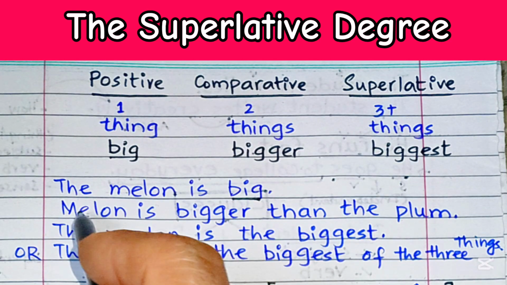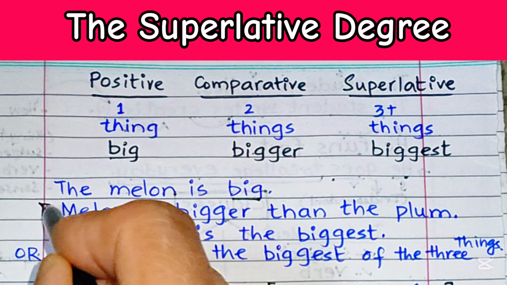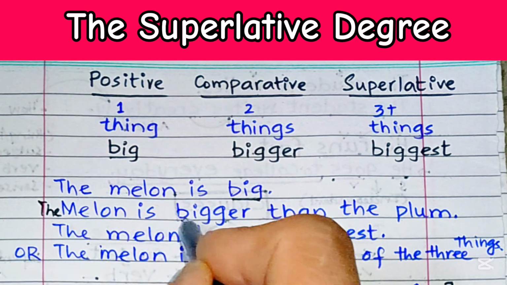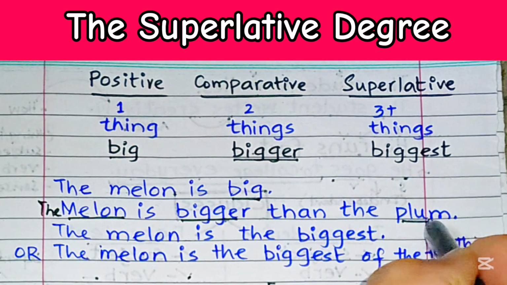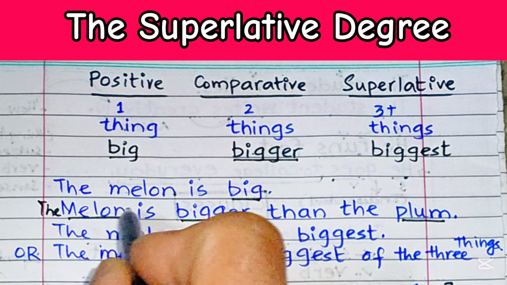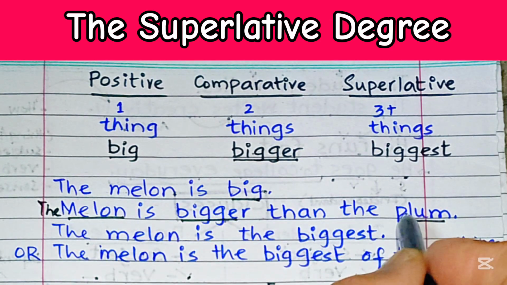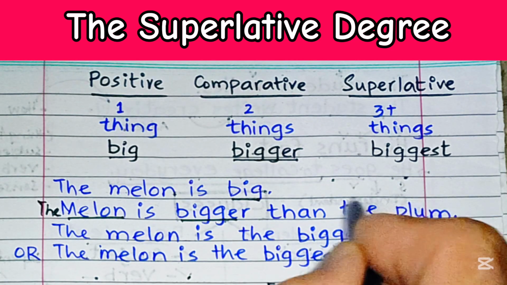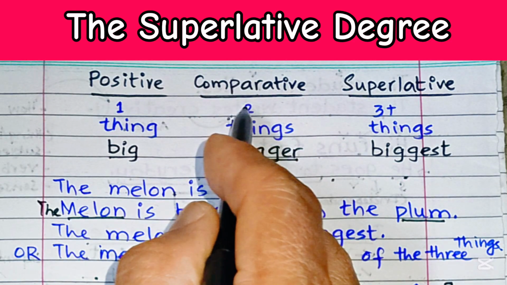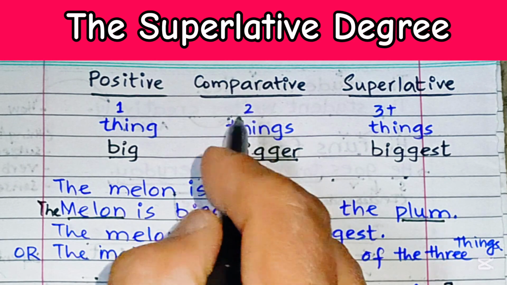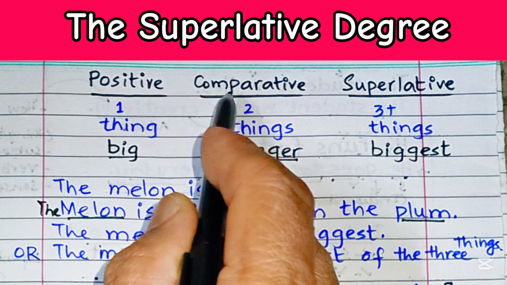We can say that the melon is bigger, for two things. Number one is the melon, the other one is the plum. The melon is bigger than the plum. We can say that this thing is comparatively bigger than this one, and here we are using the comparative degree of adjectives, which is meant for two things. Once we compare two things, we use the comparative degree.